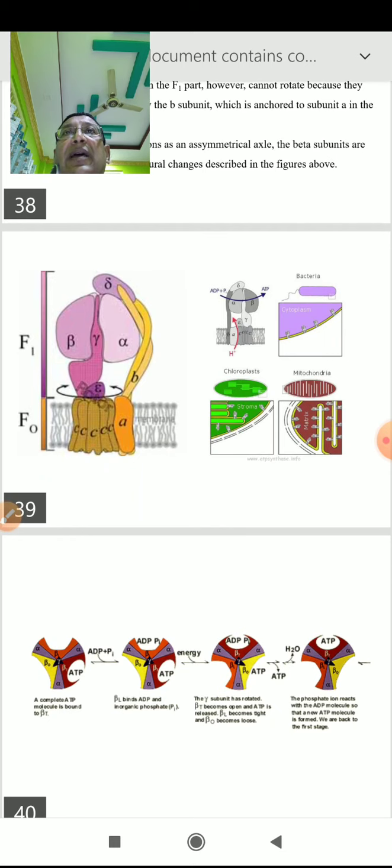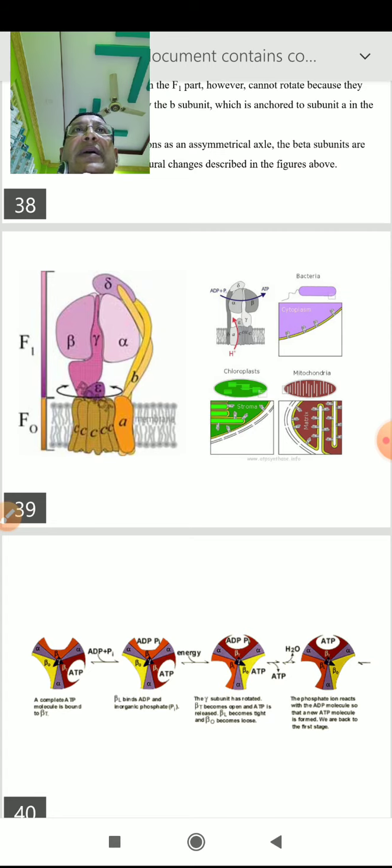which shows alpha, beta, gamma, A, B, C, everything in detail. So this is the F1 particle and this is the F0 particle. Together they are the F0 and F1 particles. So how the particles are distributed is shown here. And here you see, when this hydrogen proton is channeled through this F0 and F1 particle, then it will help in the activation of the ATP synthase enzyme, and the ATP synthase enzyme will help in the coupling of the ADP and inorganic phosphate and the liberation of the ATP.